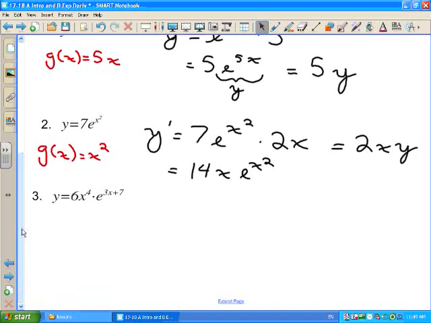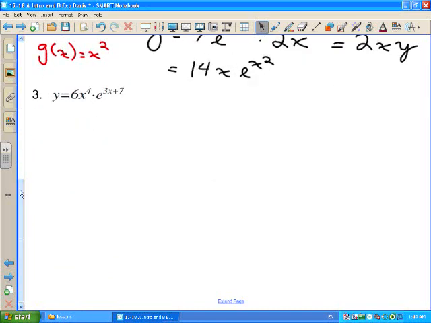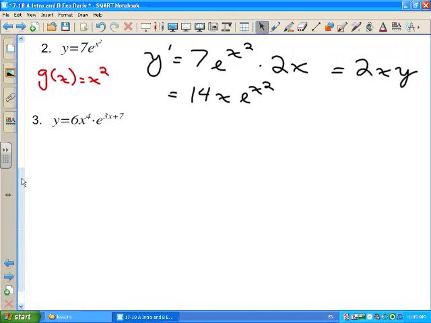Our last one here, where we start to get a little bit complicated. 6x to the power 4 times e to the 3x plus 7. Okay. What are we going to need to do here? What rule are we going to need to use? Yeah, product rule and then the chain rule to do the derivative of that exponential function.